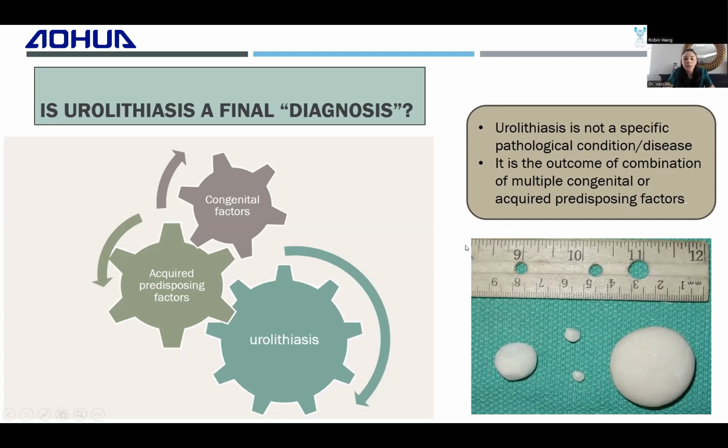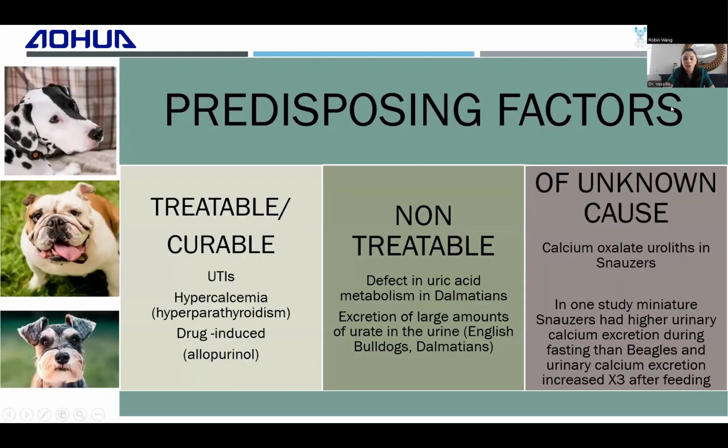So what are the predisposing factors? On my left, you can see the most common breeds in which we can find urolithiasis. There are many more, and each one of these breeds is predisposed to a certain type of urolithiasis, which has to do with the metabolism. The predisposing factors could be roughly put in three main categories: the treatable, the curable ones, the non-treatable, and those of unknown cause.